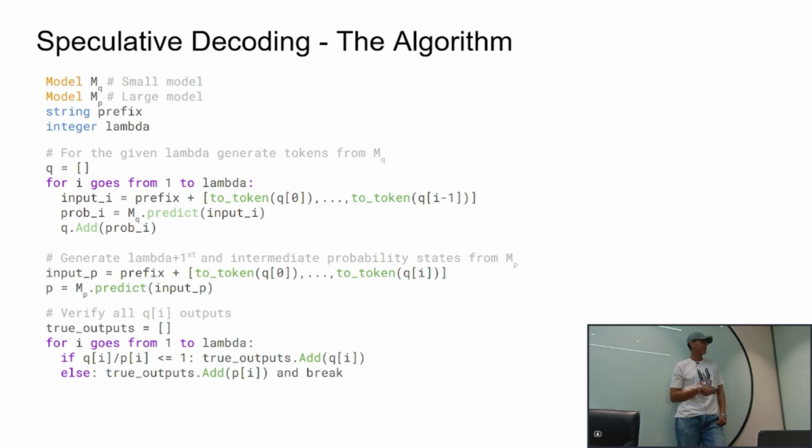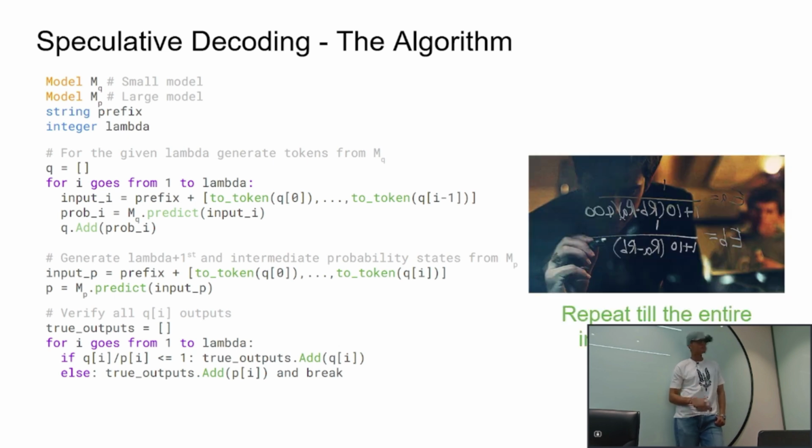Once you have that, we can start verifying all the outputs of the small model. As you can see here, we are storing two outputs. Now, if the probability of a given token as assigned by the small model is less than that of the large model, then we add it as a true output. Otherwise, we add the prediction of the large model in that place and we simply break out of the loop. And we repeat it until the entire input is decoded.